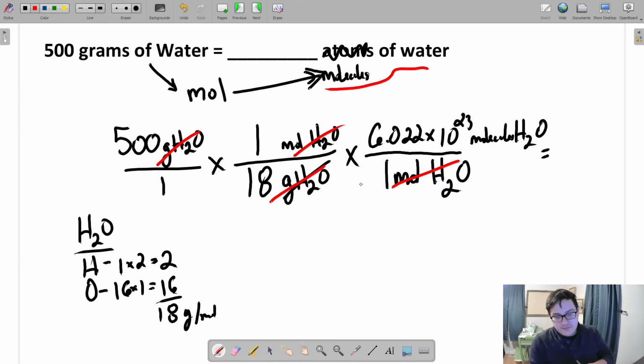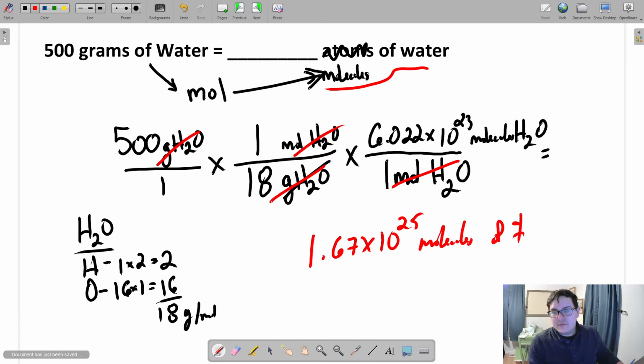So let's plug this in our calculator now. I'm going to do 500 divided by 18 times 6.022 times 10 to the 23rd. And that gives me an answer of 1.67 times 10 to the 25th molecules of H2O. Oh, it saved on me. Anytime it saves on me, it hops around. So molecules of H2O.